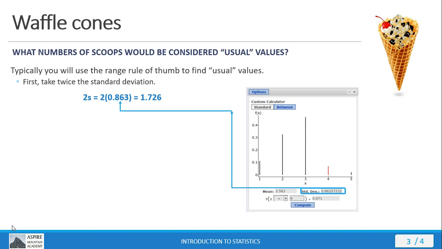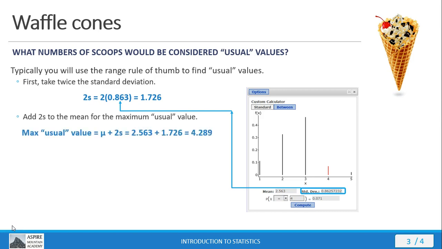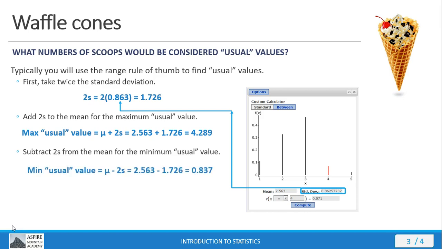Notice the 0.863 that we're getting from our custom calculator. That's going to give us the standard deviation. So we just take 2 times that, and that gives us the 1.726. And then we just add that to the mean to get the maximum usual value, which is 4.289. And then subtract 2 standard deviations from the mean for the minimum usual value. That's going to give us 0.837. Again, these numbers are coming directly from that distribution calculator there in StatCrunch.